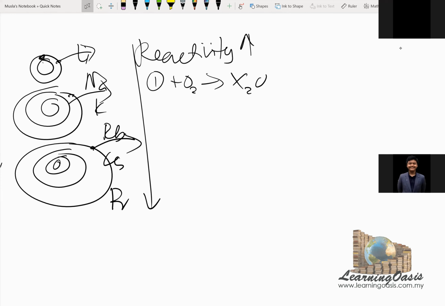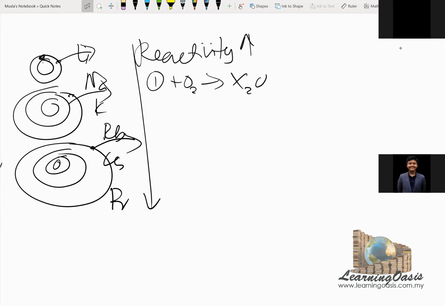Now, is it a base or an alkali? It's a base, because it's a metal oxide. It's a base as well as an alkali because group 1 oxide is soluble in water. Remember, oxide, hydroxide, carbonate are all insoluble except group 1, potassium, sodium, and ammonium.